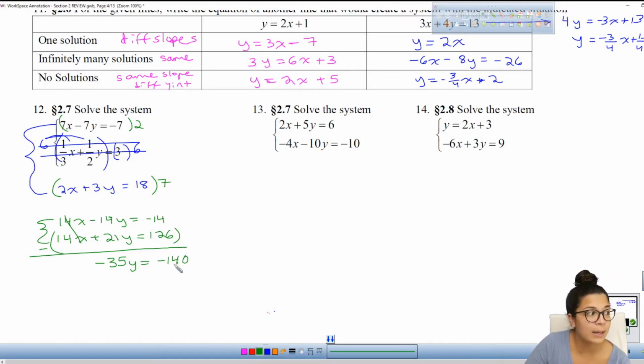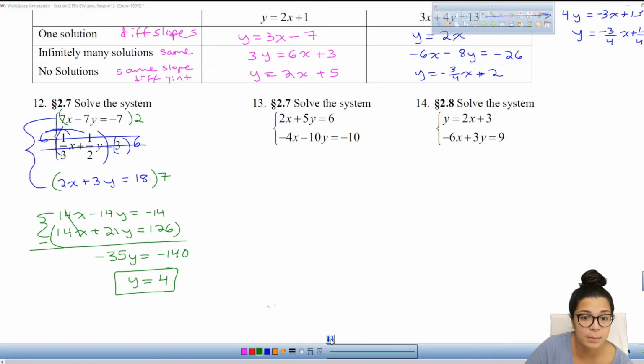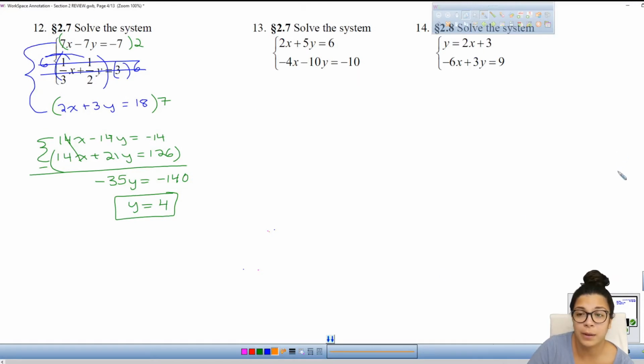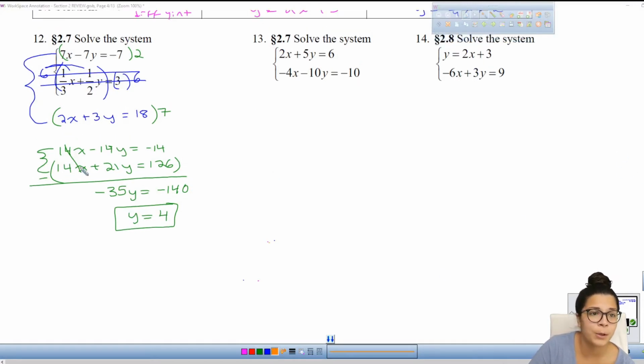Then we would divide by negative 35 on both sides, and that would give us y equals 4. Now that's half of the solution. I need to now also find the x value of the system, using the y value. So I'm going to go ahead and plug this y value right into this equation right here. So 2 times the x value plus 3 times the y value, which I just found was 4, equals 18. And now I just need to solve for x.